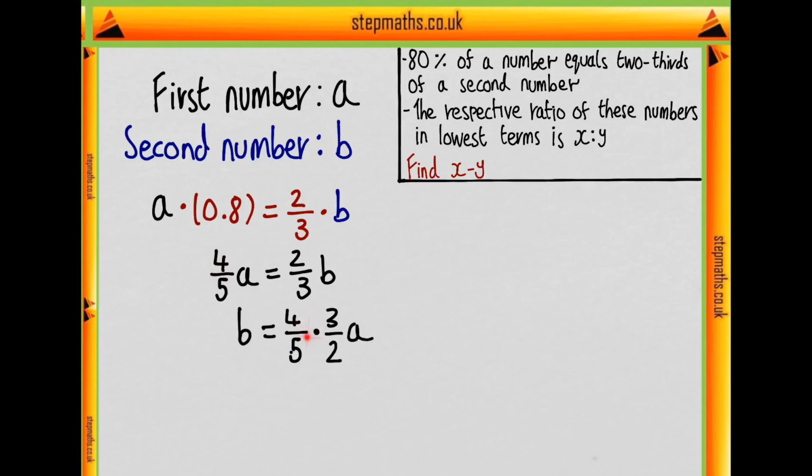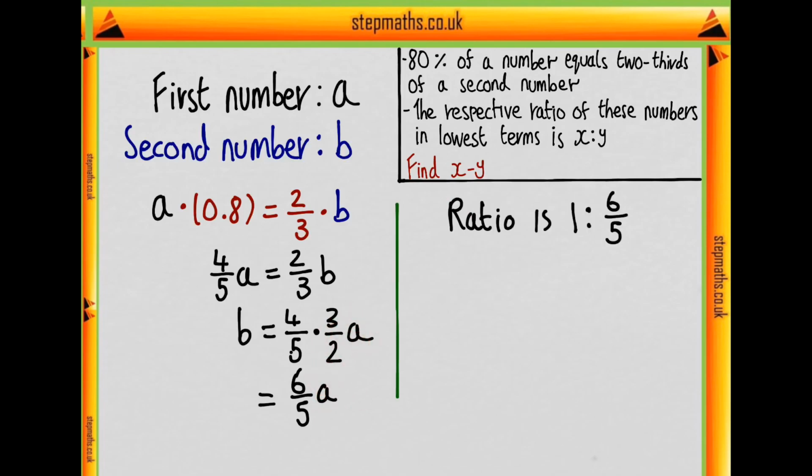So we know B equals 4/5 times 3 over 2 A, which is equal to 6 over 5 A, because 4 over 2 is 2, so it's 2 times 3 over 5, which is 6 over 5. So from this, our recipe is essentially get A times by 6 over 5 to get B. So our ratio is 1 to 6 over 5.